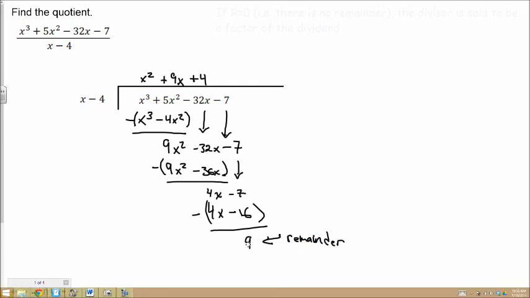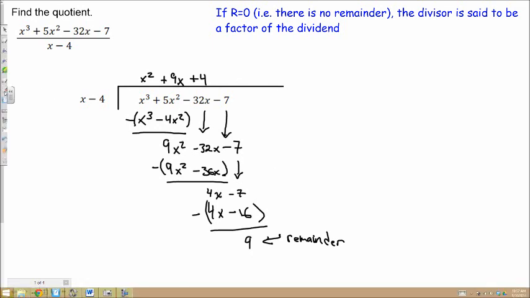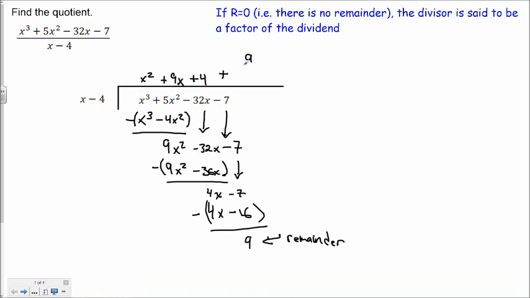Now, if this remainder was 0, it would have meant that x minus 4 went into x cubed plus 5x squared minus 32x minus 7 evenly. In that case, if the remainder is 0, or if there's no remainder, the divisor is said to be a factor. In our case, we do have a remainder, so I still have more that I have to add on to this term. When you end up with a remainder, you're going to add on that remainder divided by the divisor. And this is my final quotient.